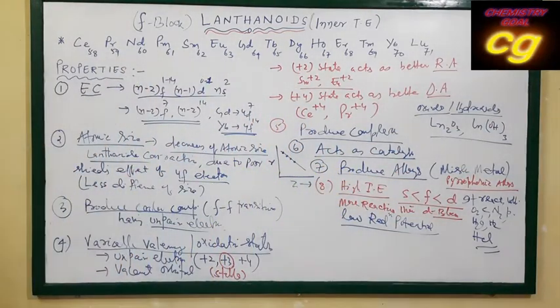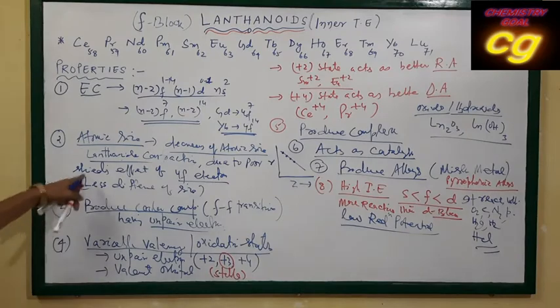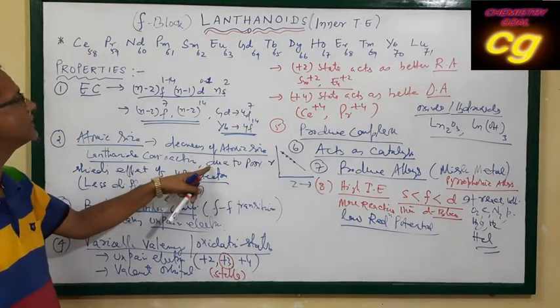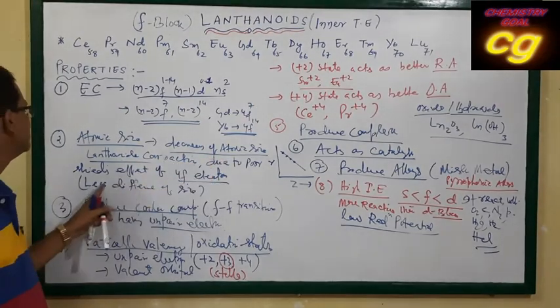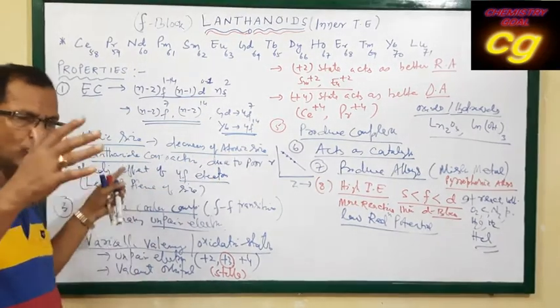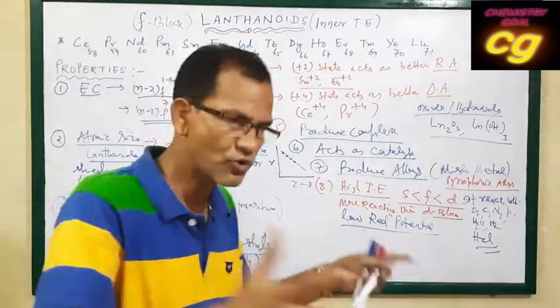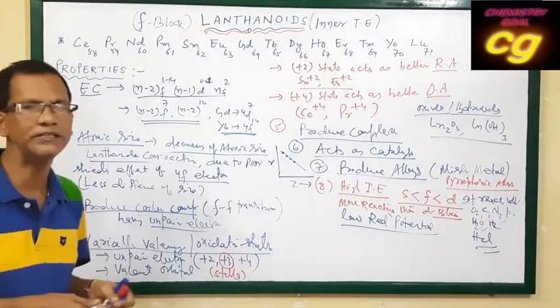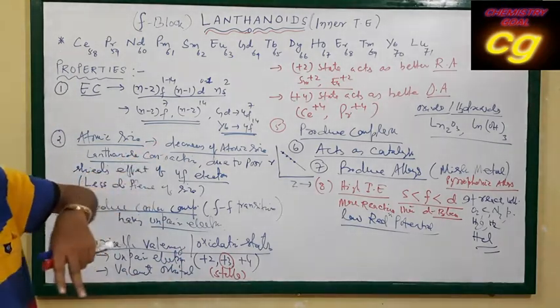Then a very important thing we will now discuss is the lanthanide contraction. What is the cause of lanthanide contraction? Due to the poor shielding effect of the F subshell, the outermost electron is strongly attracted toward the nucleus. That's why the size decreases along the series. This is the lanthanide contraction.